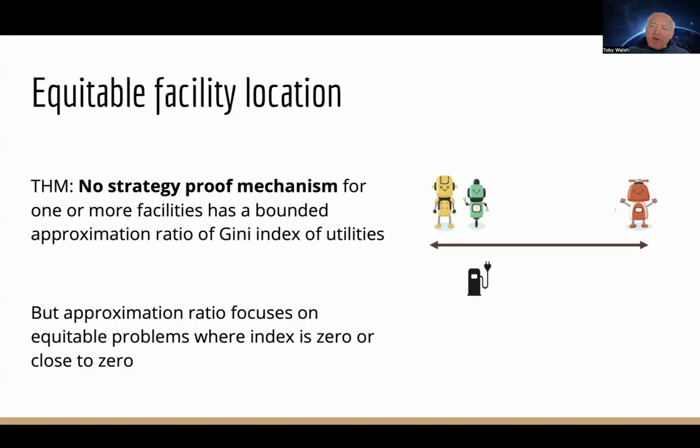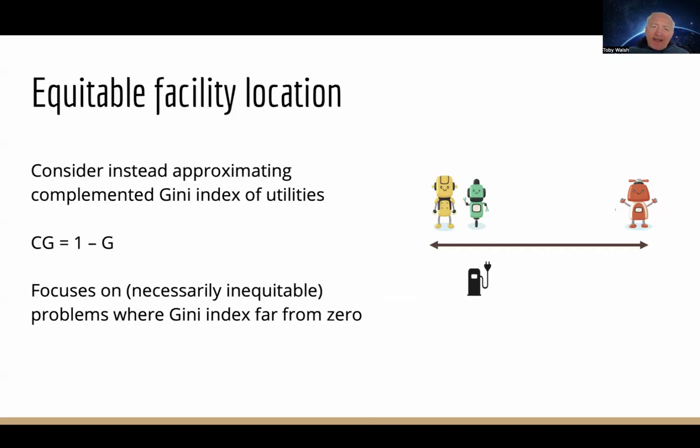And so to look at those instances and to get bounded approximation ratios, we propose instead looking at the complemented Gini index of utilities. That's 1 minus the Gini index. That's again a ratio that's between 0 and 1. But now it's 1 when problems are equitable and 0 when problems are inequitable. And that's now shifting our attention, when we're thinking about approximation ratios, to those necessarily inequitable problems where the Gini index is not far from zero.